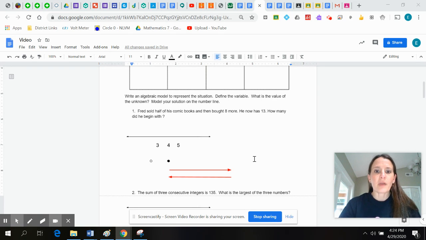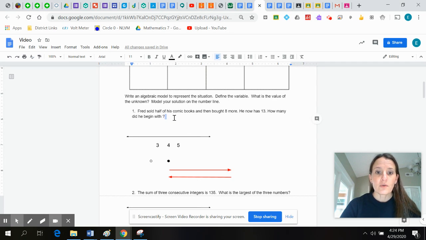It said Fred sold half of his comic books and then bought 8 more. He now has 13. How many did he begin with? Before we get started, you can do this on your Google Doc. You can take notes and submit your pictures. So there's a couple different options you have to get credit for this assignment.